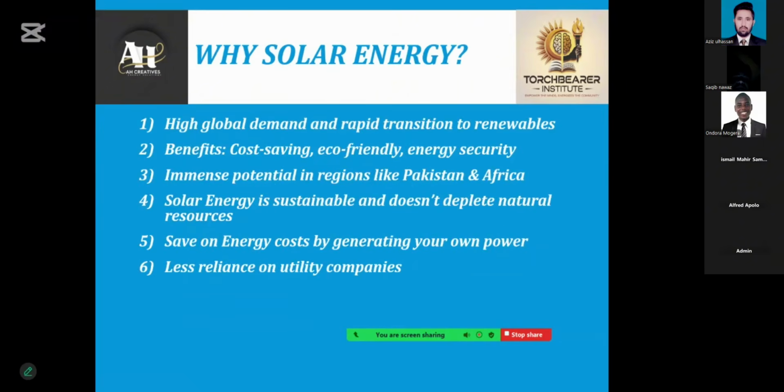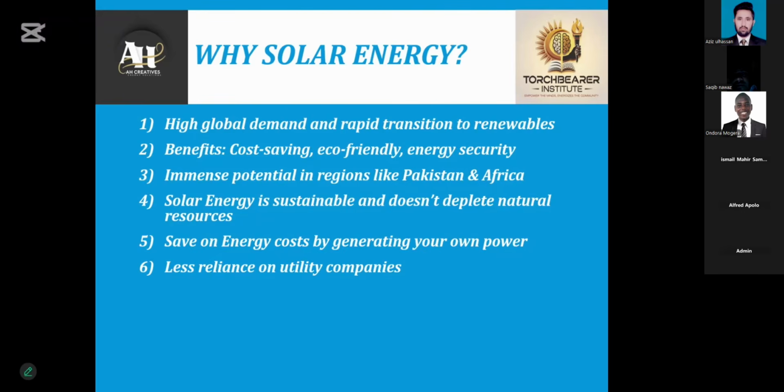So the first thing, why solar energy? Solar energy has high global demand and a rapid transition to renewables. We have renewable energies, and one of them is solar. One of the easiest ways to harness renewable energy is through solar technology. When you talk about hydro, geothermal, and others, those are more expensive renewable energy sources, but solar is easier. Another benefit is that it's cost saving, eco-friendly, and has energy security. So that is the importance of solar.